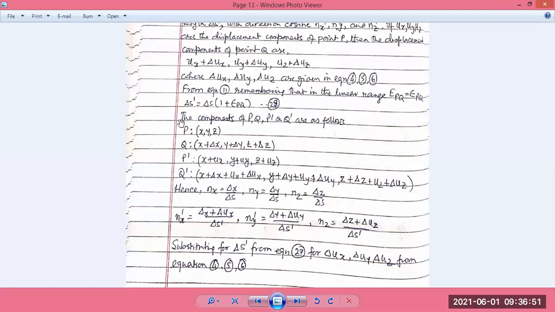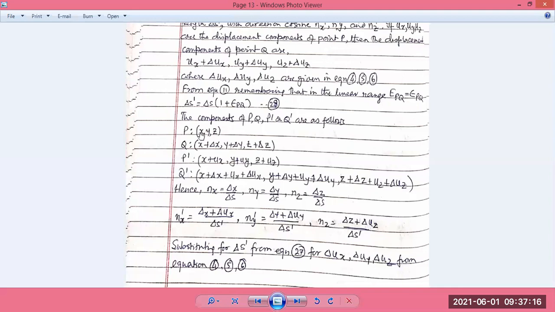The components of P and Q, P dash and Q dash, will be given as follows. As we have already discussed, P is given by the coordinates x, y, z. Q is increased by an amount delta x along the x direction, delta y along the y direction, and delta z along the z direction. So P dash is x plus ux, y plus uy, z plus uz. So we have got all these things.